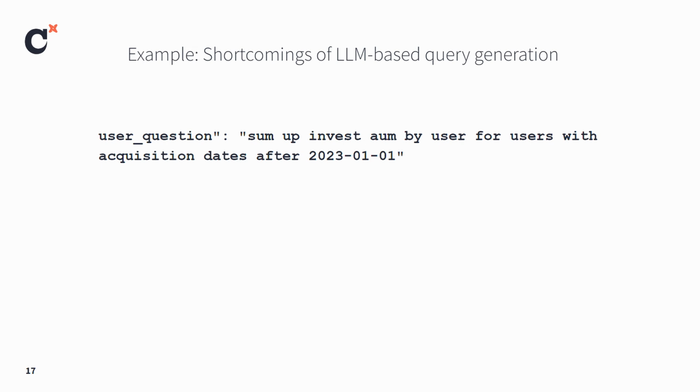To make it a little more concrete exactly what I'm talking about, I'll walk through an example of what this looks like with this direct LLM-writing-SQL architecture. So here's a question a stakeholder might have that they want to get a query for. They're asking to sum up invest AUM by user for users with acquisition dates after January 1st, 2023. Invest AUM, if you're not in the fintech space, is just assets under management. That's the amount of money a user has in our invest product on the platform. And here they're asking for users who were acquired after a certain date. So maybe a cohort analysis or something like that, looking at a product launch, whatever.